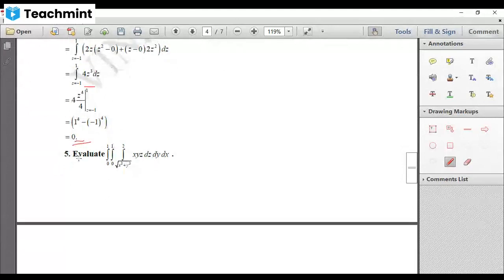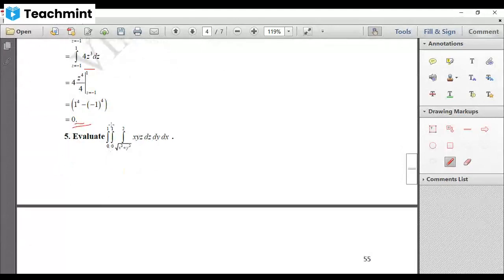Now we'll see one more problem here. See, first two integrals are having constant limits. And the third one is having variable limit here. Because this contains both x and y, this will be obviously the limit for z.